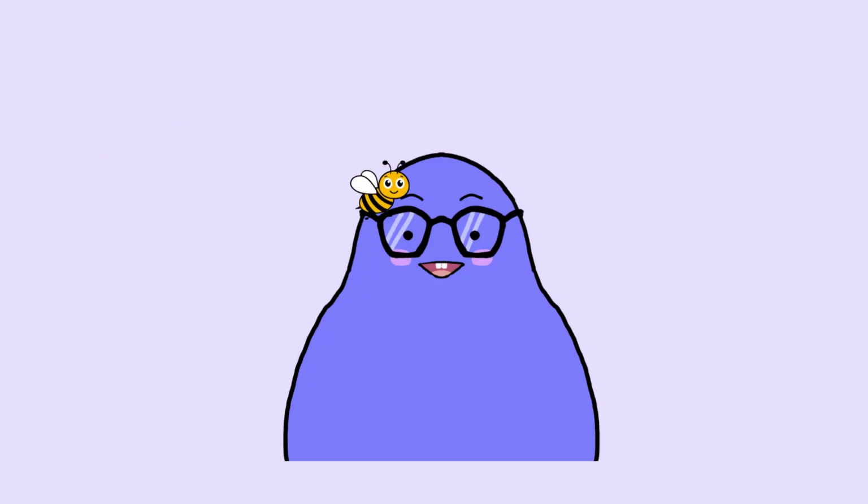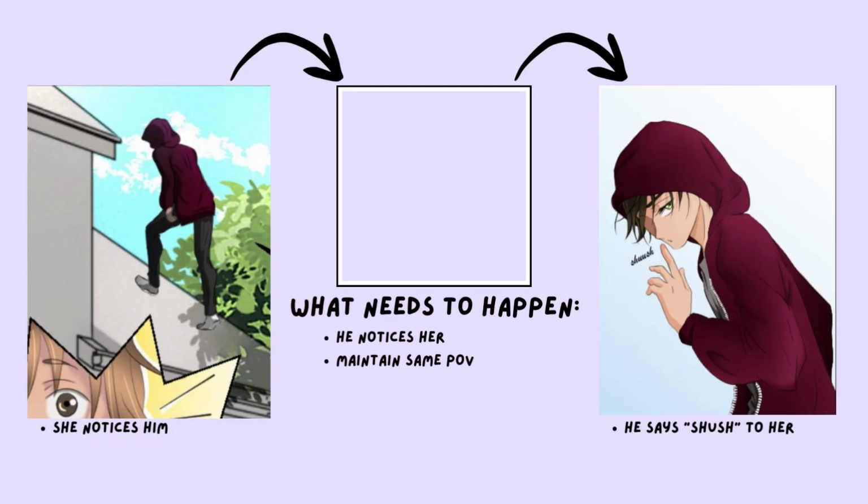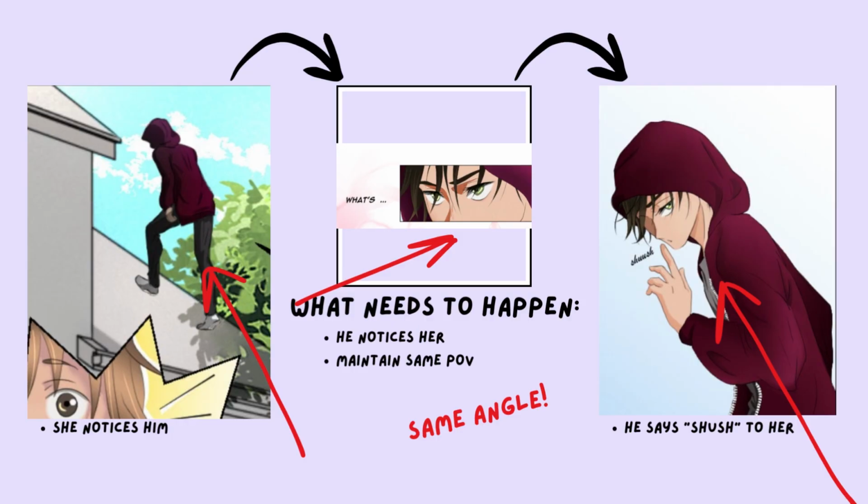I have just one more similar suggestion about chapter 1. So this is the very first image that we see of Alex's love interest, and then she notices him, and then he talks to her. But between him having his back to her and talking to her, he needs to notice her. But we also need to maintain Alex's point of view.